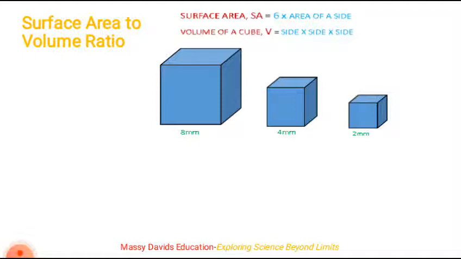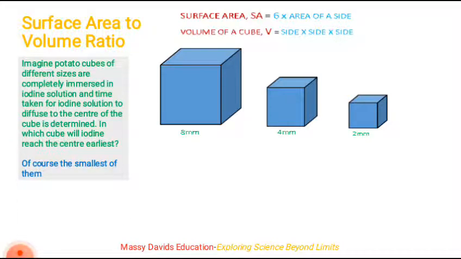But before you go ahead to calculate the surface area to volume ratio, imagine potato tubes of different sizes are completely immersed in iodine solution, and the time taken for iodine solution to diffuse to the center of the tube is determined. In which tube will iodine reach the center earliest? Of course, in the smallest of the three of them.